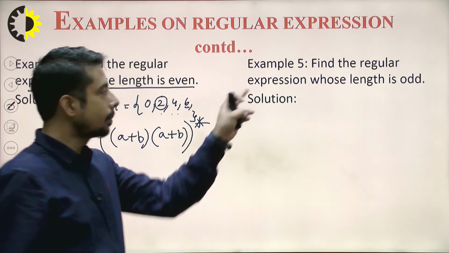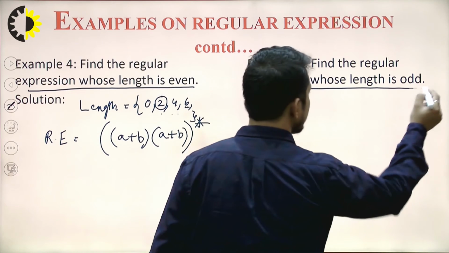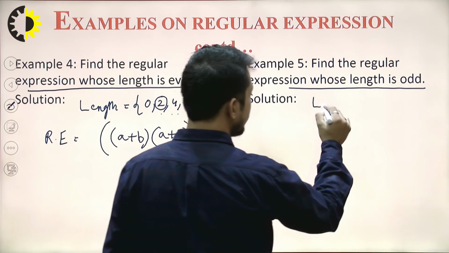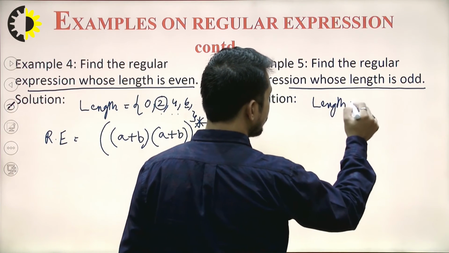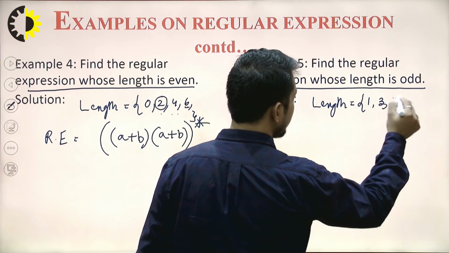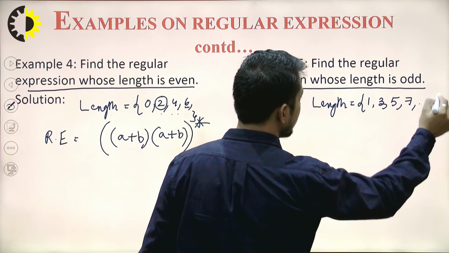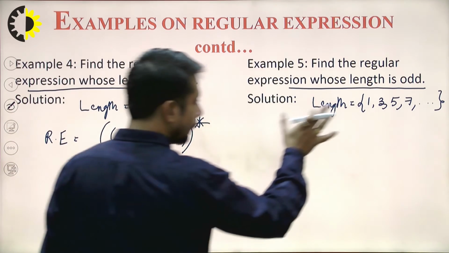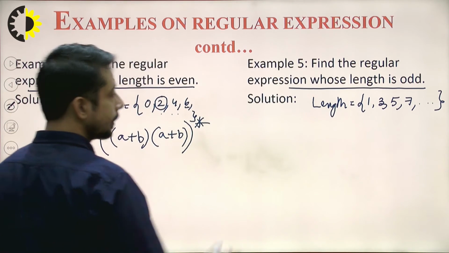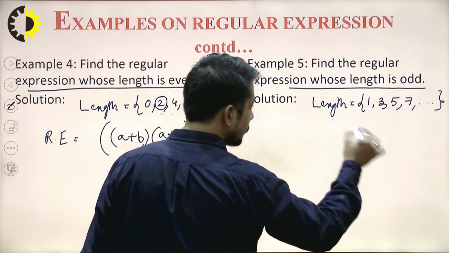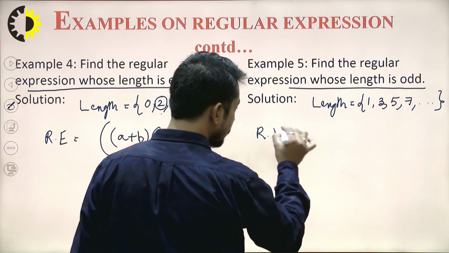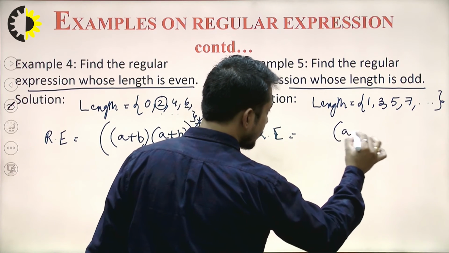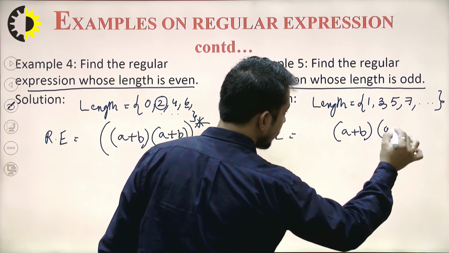Clear? Now we come to example number 5. It says whose length is odd. So the length will be what? The length will comprise 1, 3, 5, 7 and so on. Correct? So what do we do? If I look at this particular length, I know 2. This I have already done. A plus B into A plus B I know.